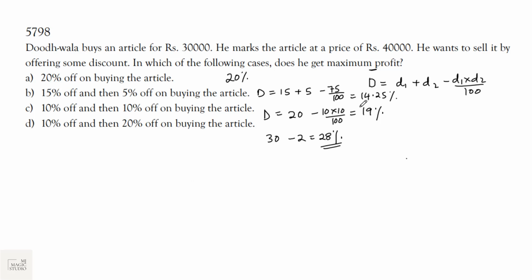So out of these four, he is giving the least discount when he is offering the discount of 10% and 10%. The 15 plus 5, that is 20 minus 0.25, sorry, it should be 19.25, my error. So here, out of these four, the least discount is 19%. He would be making more profit if he would be giving 10% off and then 10% off on buying the article. Option C is the pick.